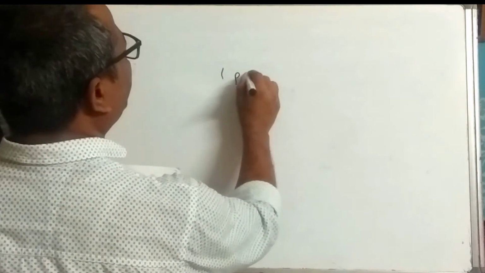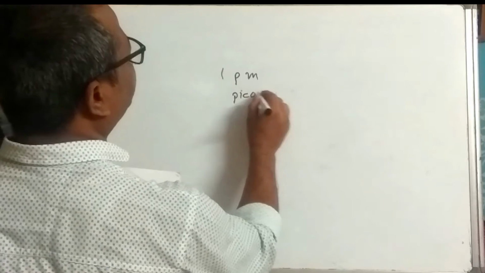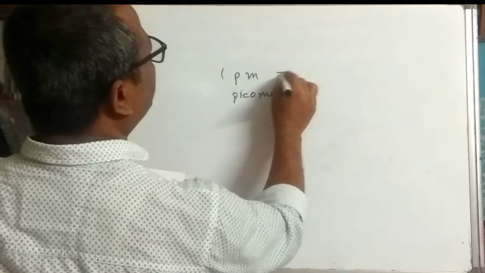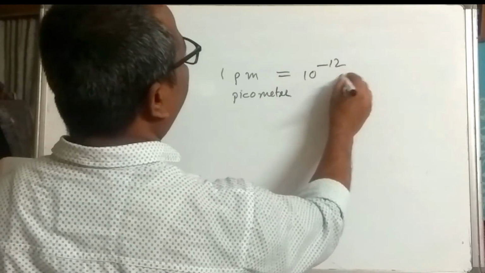Atomic size. The term atomic size refers to the radius of an atom. The atomic size may be visualized as the distance between the center of the nucleus and the outermost shell of an isolated atom. The atomic radius of hydrogen atom is 37 picometer. 1 pm means picometer, which is equal to 10 to the power minus 12 meter.